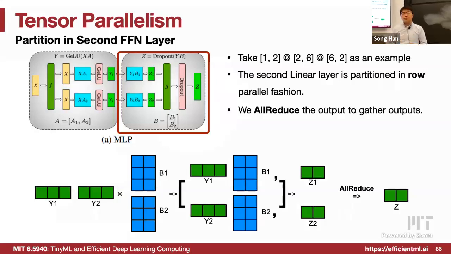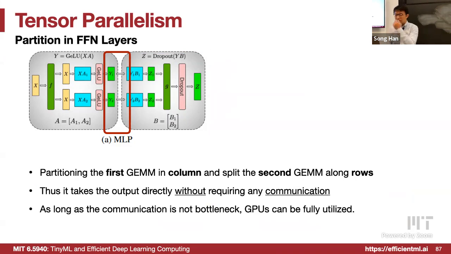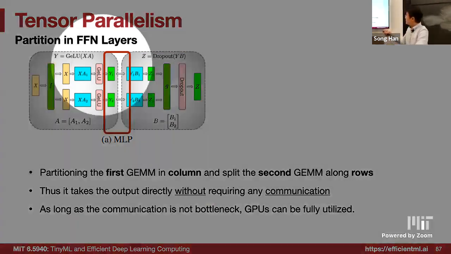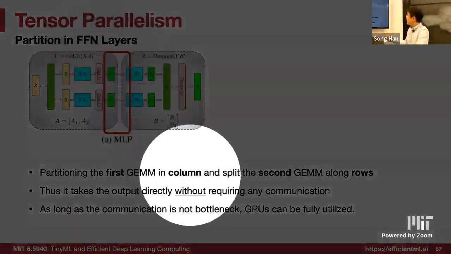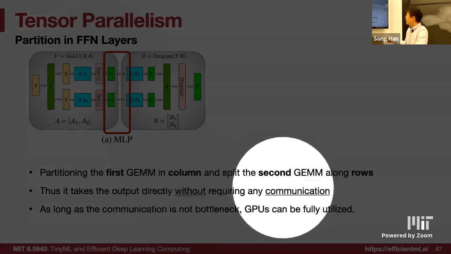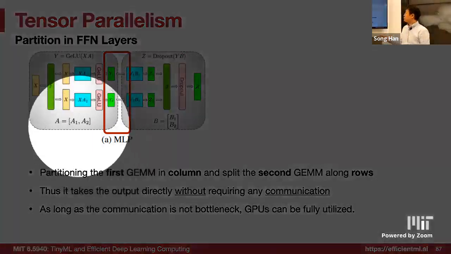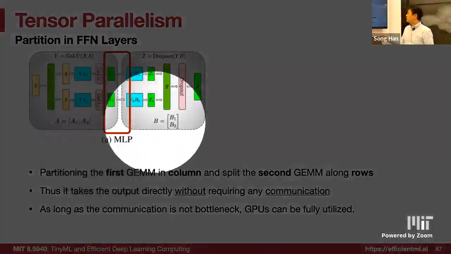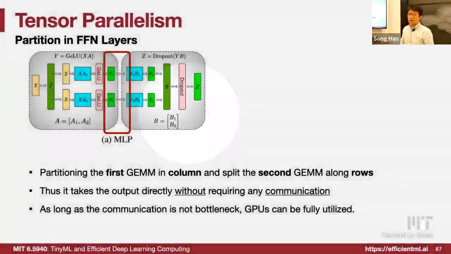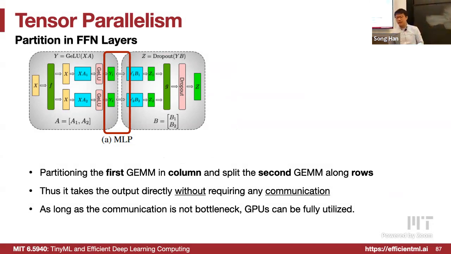So the 2 matrix multiplications corresponding to the 2 FFN layers in a large language model are perfectly parallelizable. Let's look at the middle of the MLP. We discussed that it doesn't require any communication, right? Because the first matrix is partitioned vertically, the second is partitioned horizontally, and no communication is needed in the middle.